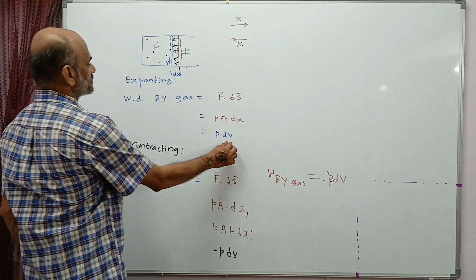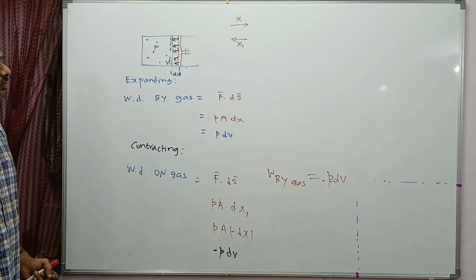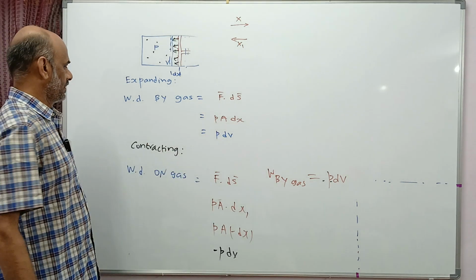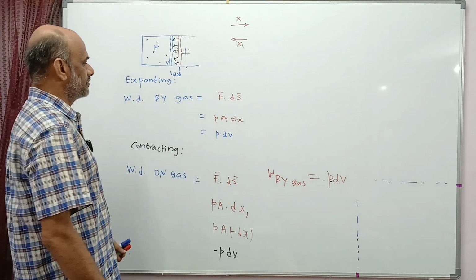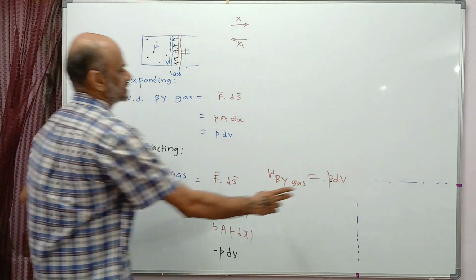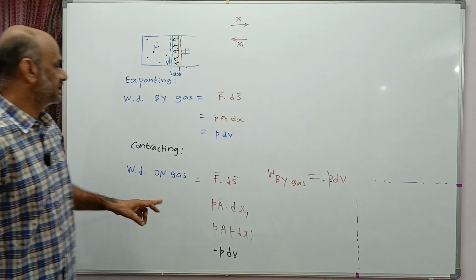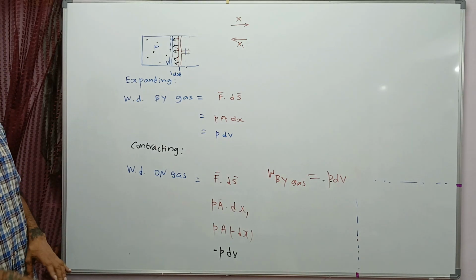When it's expanding, dV is positive because dV is final volume minus initial volume. When it's expanding, final volume is more, so dV is positive. When it's contracting, it's getting compressed, so dV is final volume minus initial volume, which is negative. So this is a negative quantity. Pressure is always positive. So work done by the gas when it's contracting is negative because work is done on the gas.